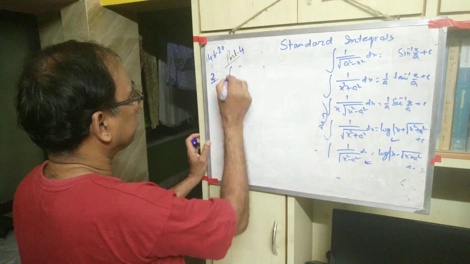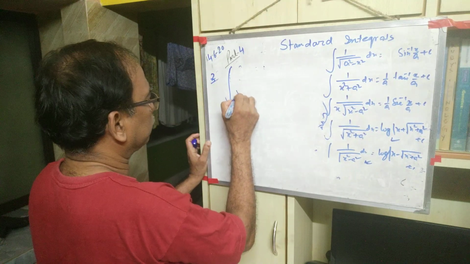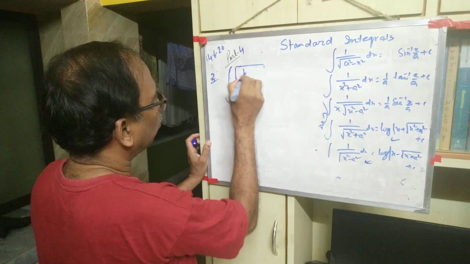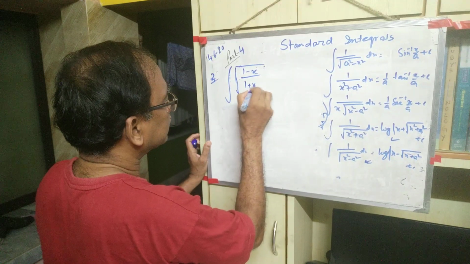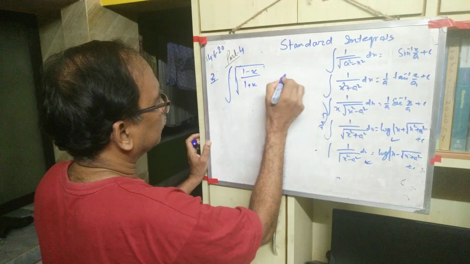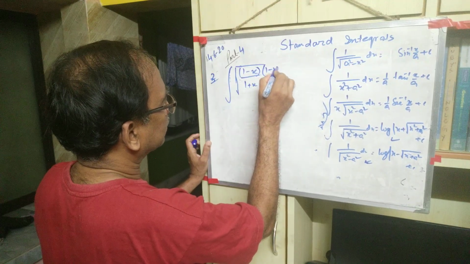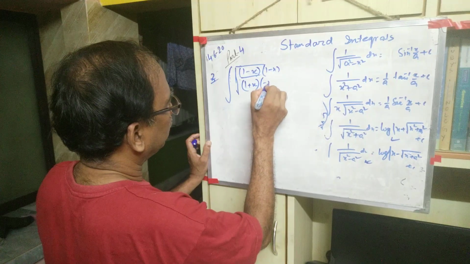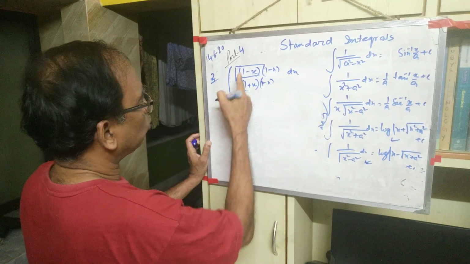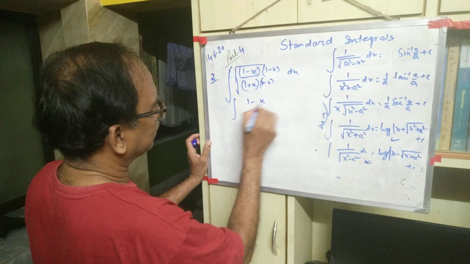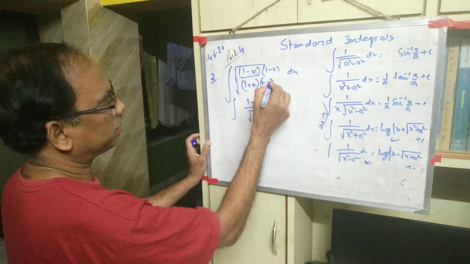Sum number 3. Integration of square root of (1 minus x) by (1 plus x) dx. Now you have to rationalize 1 minus x dx. That is (1 minus x) whole square, that is (1 minus x) by square root of 1 minus x square. A plus b, a minus b formula.